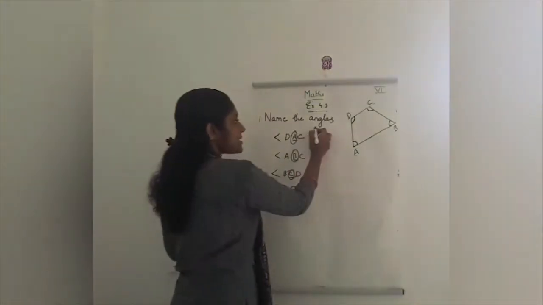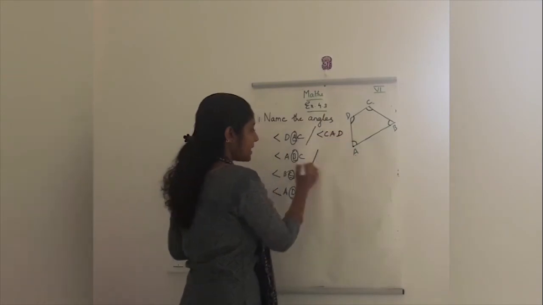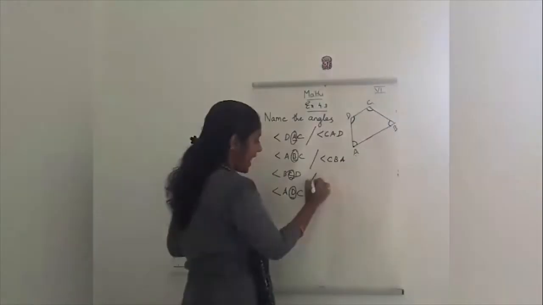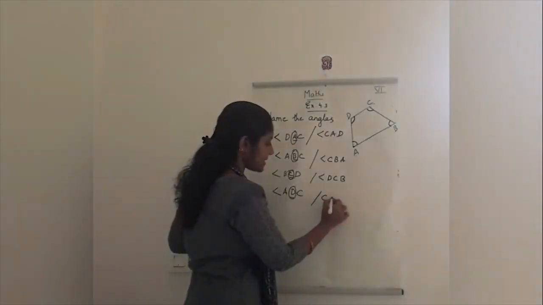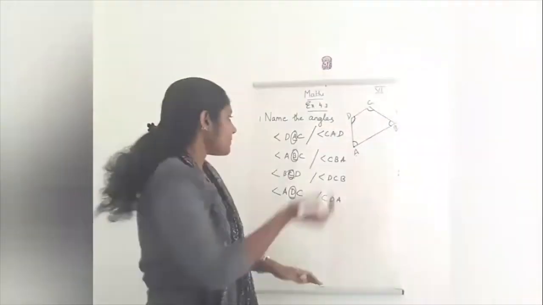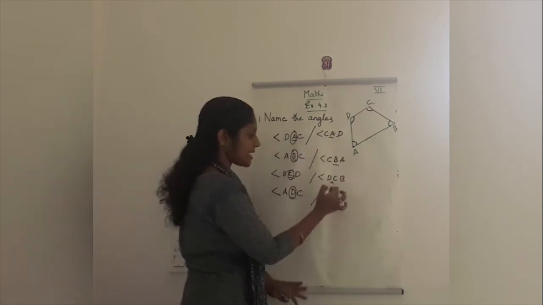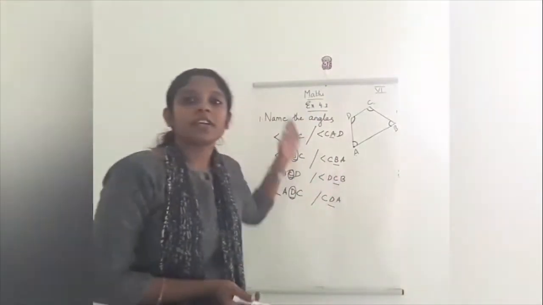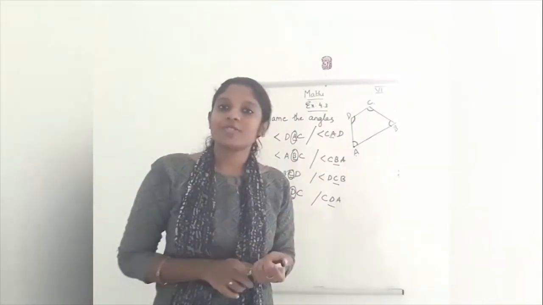The sides you can change. You can write angle DAC as angle CAD, angle ABC as angle CBA, angle BCD as angle DCB, and angle ADC as angle CDA. So we can change the sides, but the vertex should always come in the middle. Here you can see A has come in the middle, B in the middle, C in the middle and D also in the middle. This has got four angles and we have written all four in two different ways. You can write anything. Now we'll go to the second question.